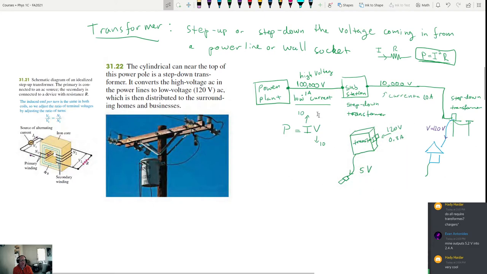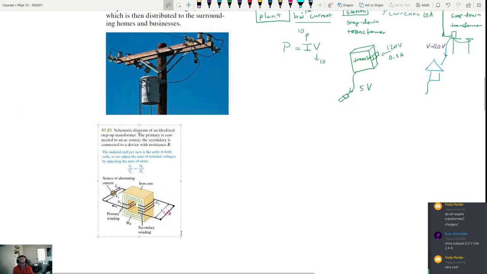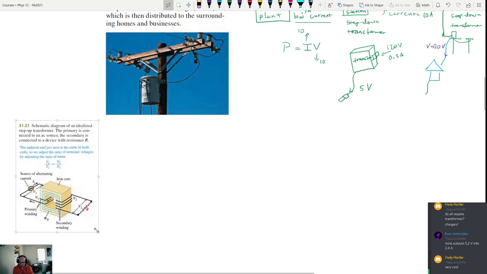So how do they work? How do they magically go from 100,000 volts to 10,000 volts? And the answer is through Faraday's law, through induction. So here is a schematic diagram of a transformer.